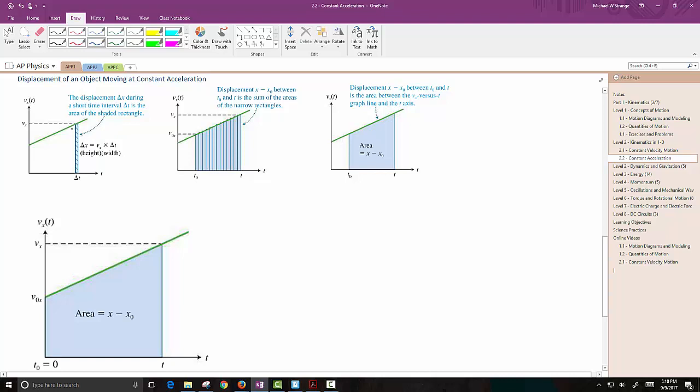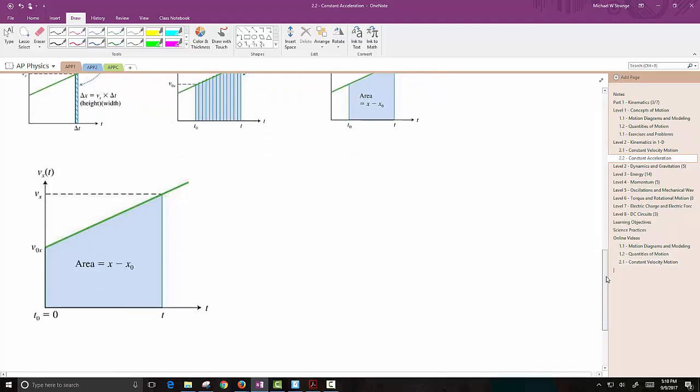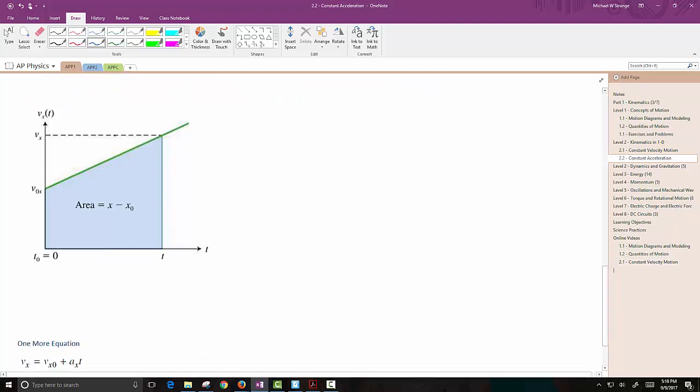But anyway, the basic idea is that I can take these little slivers of a rectangle at some velocity, and that will tell me the displacement during this little tiny interval. And if I start stacking those over some longer interval and add them up, that gives me the total displacement between these two times. So the area under a velocity graph will tell me the displacement. So let's use that in order to determine an equation.